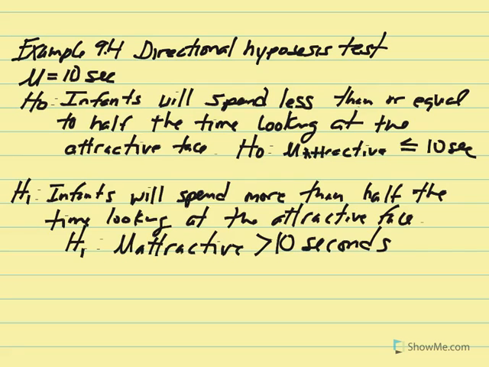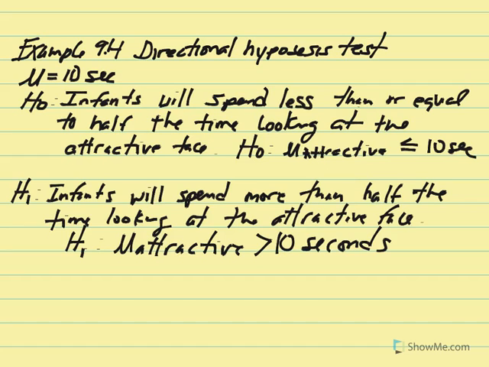Chapter 9, Introduction to the T Statistic. The purpose of this video is to walk you through an example of a directional hypothesis test using the information we use to conduct a non-directional two-tailed test for the example pertaining to the amount of time infants spend looking at the attractive face as opposed to the unattractive face. So this is example 9.4 from the text.